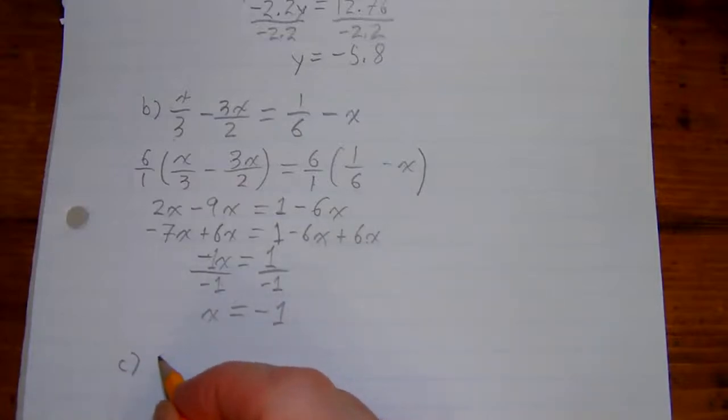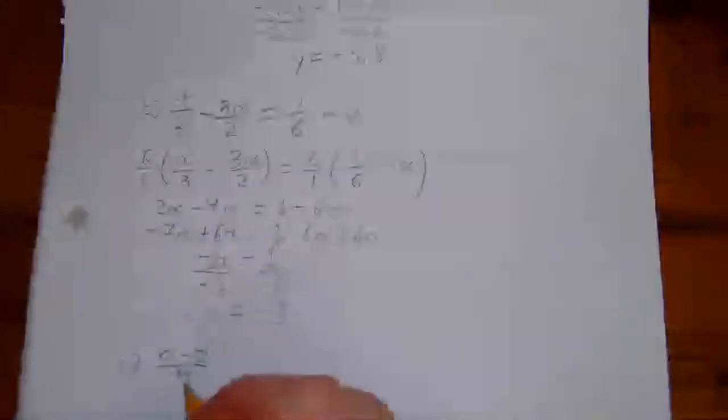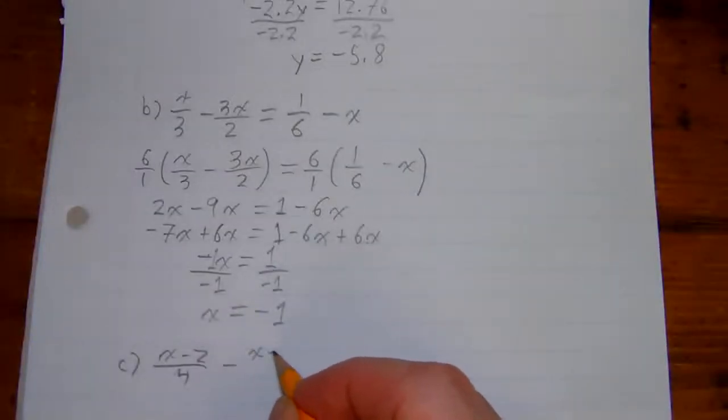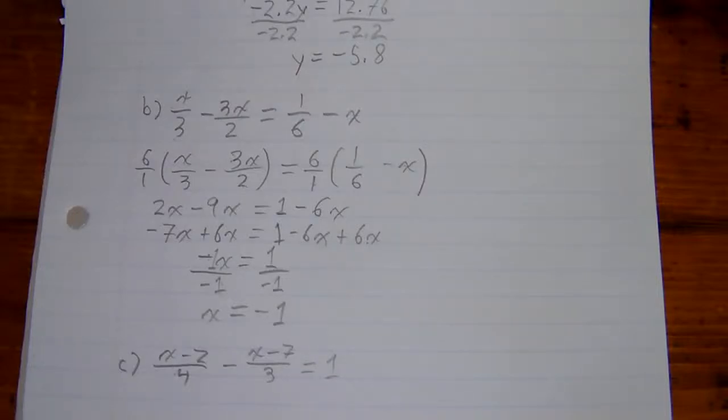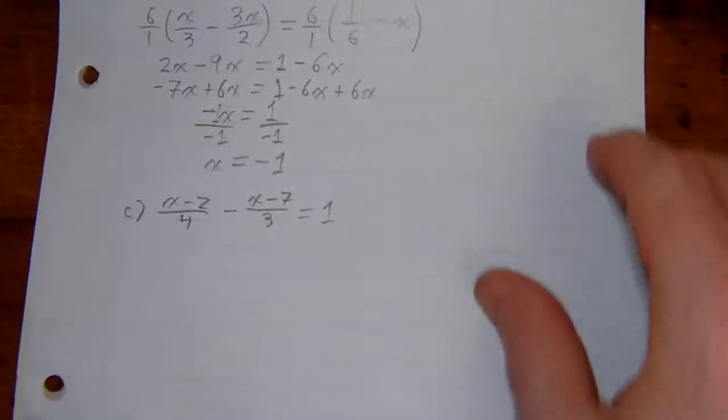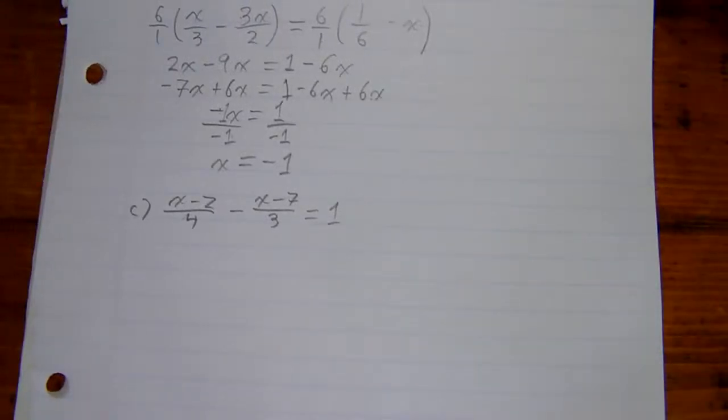If you look at question C, we have x minus 2 over 4 minus x minus 7 over 3 equals 1. So as I go through this one, I'm going to ask you to figure out certain steps. So for this one here, what should I multiply both sides by? What denominator should I use to make sure that all of my fractions will disappear? So take a moment, think it through. What do I multiply by in order to get the fractions to go away here? Once you have an answer, just type the number in the chat.